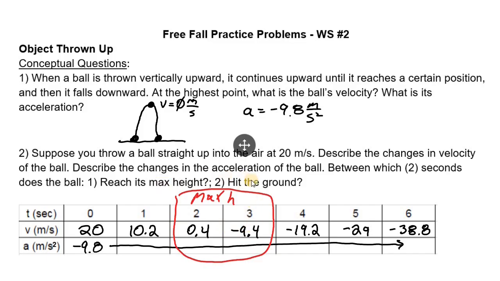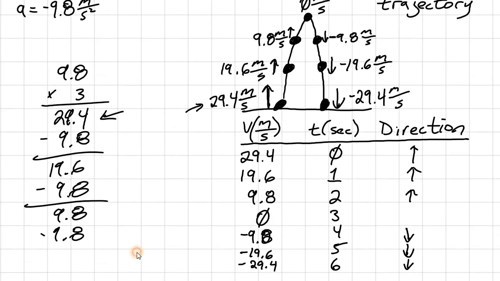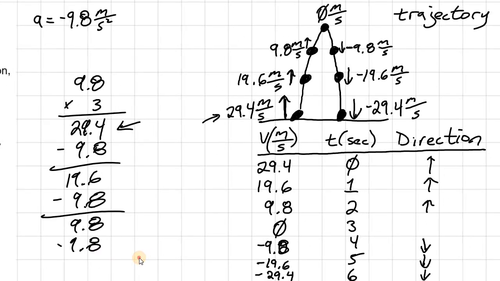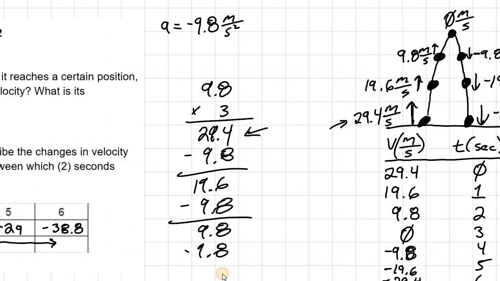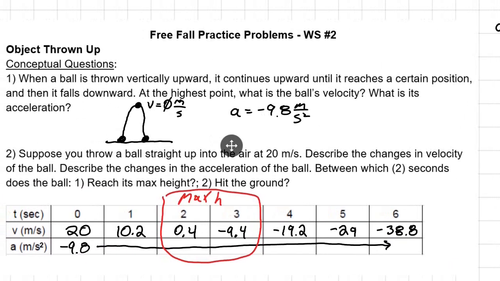Okay, and between which 2 seconds does the ball hit the ground? Maybe that's a little bit trickier, but didn't we see before that this is very symmetric? If I toss it up at 29.4 meters per second, it's going to hit the ground at 29.4 meters per second. That's the velocity, because it's a very symmetric path that it takes.